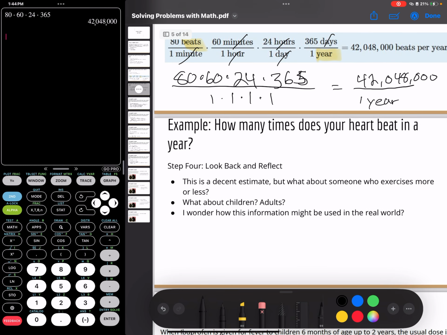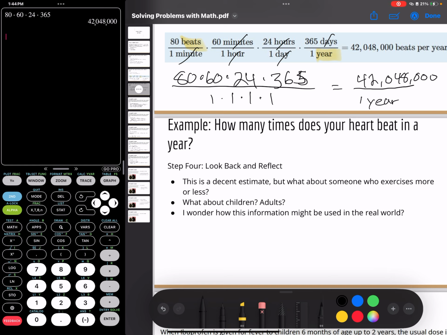So let's think about this answer. I think the math checks out, right? Which means it has to be a decent estimate. But what if somebody works out more or less? What if they exercise a lot? Would they have more heartbeats because they get their heart rate up? Would they have less heartbeats in a minute because their resting heart rate is lower? I don't know. Does it matter if it's a child or an adult, right?